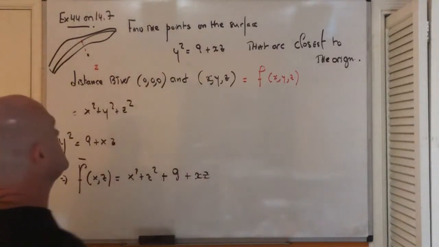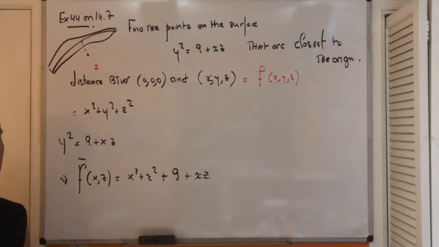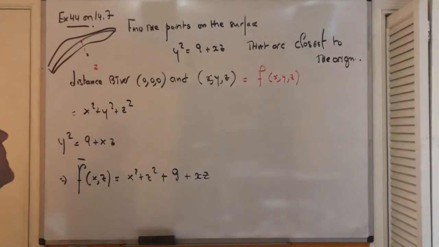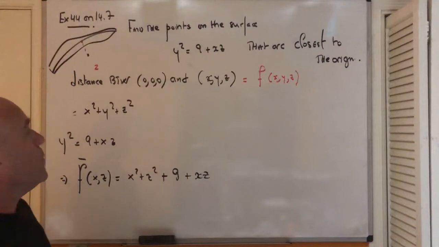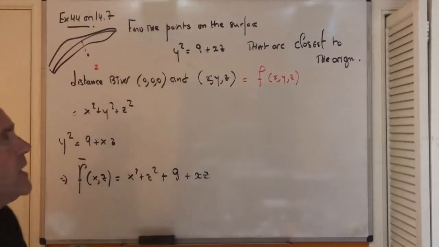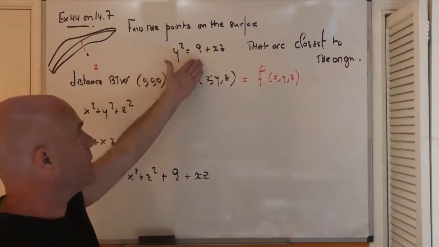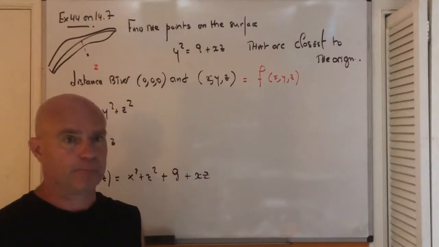Exercise 44 on section 14.7. It's actually a quite complicated exercise. It's not an easy one. We are asked to find the points on the surface that are closest to the origin. The surface is given by the equation y squared equals 9 plus xz.